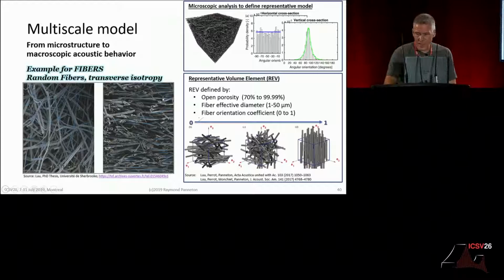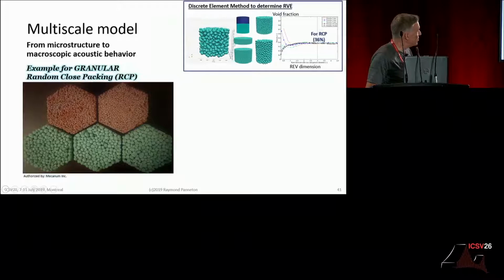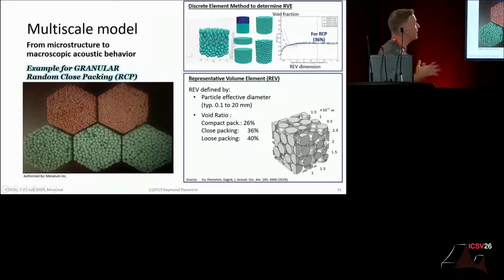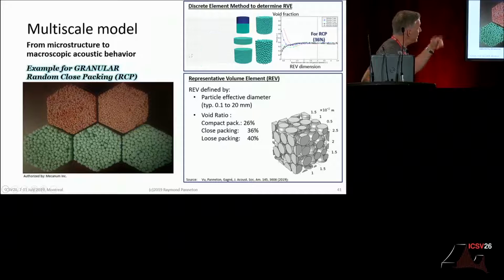We have the same for granular materials, same procedure. Here we use a discrete element method to simulate the packing of spheres. We have done this on many diameters of spheres to come up with a representative model. And then the size of this representative volume element was also determined. This minimal size is what we call the minimum size for considering the cell as homogeneous. It's about 3 times the diameter of the spheres.